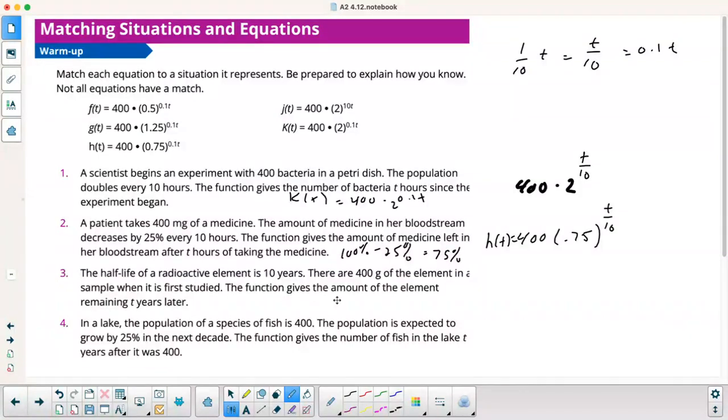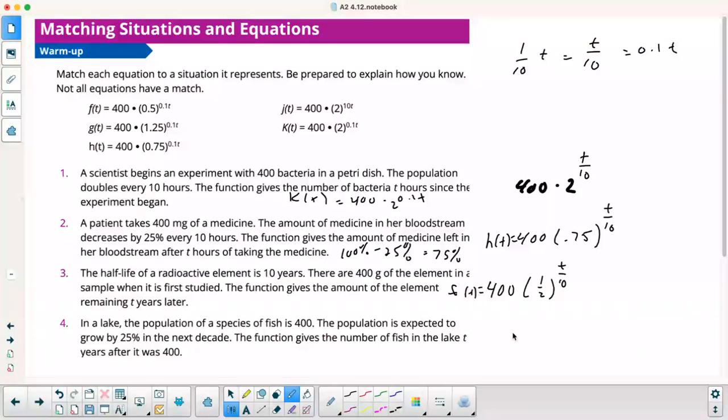All right, the half-life of a radioactive element is 10 years. There are 400 grams of the element in a sample when it is first studied. The function gives the amount of the element remaining t years later. So 400 times 1/2, and since your half-life is 10, it's t over 10 or 0.1 t. So that one here is f of t.